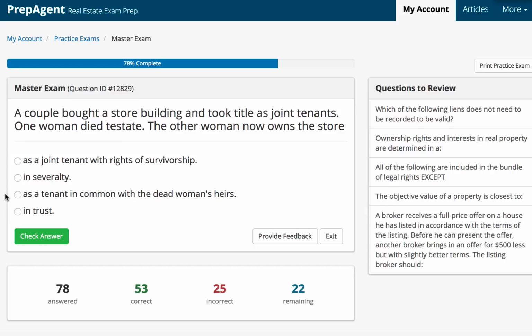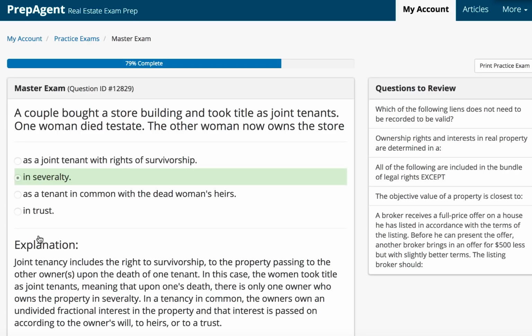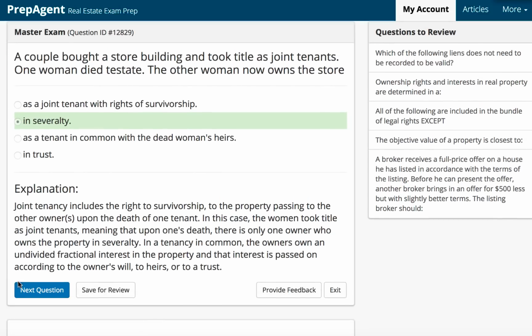A couple bought a store building and took title as joint tenants. One woman died testate, the other woman now owns the store in severalty. Or wait, the woman died, so she owns it through rights of survivorship. She thinks it's A, and I think it's B. Because she died, if you were tenants in common, and if somebody dies, that's when you have survivorship, right? No, when you're joint tenancy.